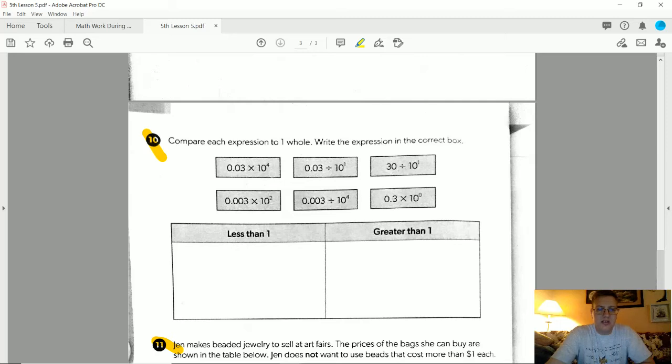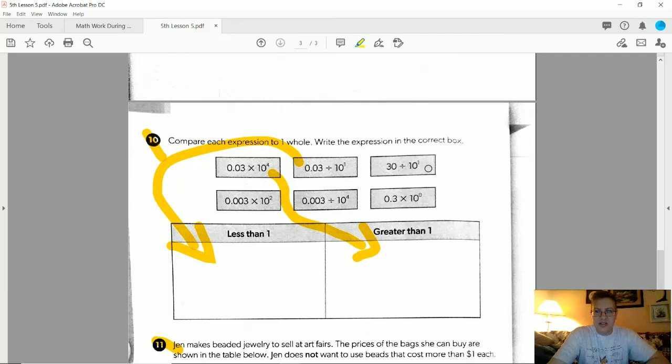This one is going to be greater than 1. We'll bring it here. Our second one going across the top, 0.03 divided by 10 to the first power. We are going to get even smaller than what we already started with, so that one is going to come over to this side. 30 divided by 10 to the first power, that is going to be equal to 10.